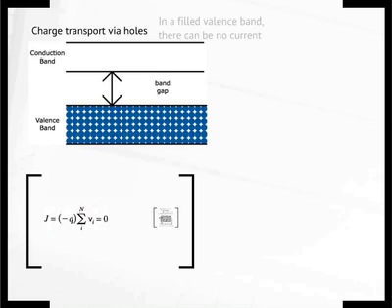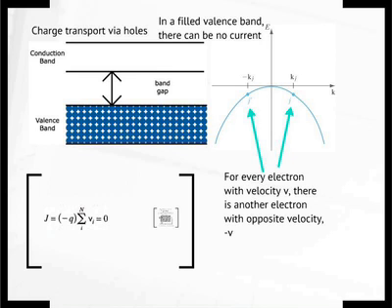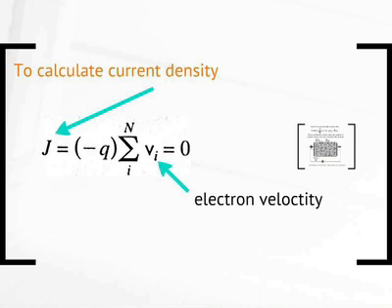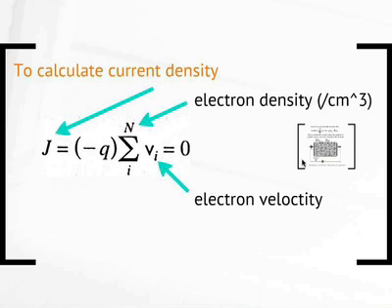Okay. Now, so in a filled valence band, there can be no current, as shown here. For every electron with the velocity v, there's another electron with an opposite velocity minus v. Now, when you have the situation, okay, I'll go through that. So that's calculate the current density. You just add up the velocities of the electrons. Electron velocity times the electronic charge. N is the electron density, which is units per centimeter cube. Okay, all that straightforward. Q is the electron charge, which for those of you who may not remember is 1.6 times 10^-19 coulombs. Okay, this is charge of an electron.